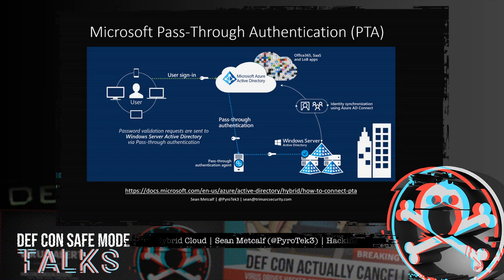Microsoft's pass-through authentication is similar. With Microsoft Pass-Through Authentication, or PTA, it provides users the ability to authenticate to Azure Active Directory, which is passed through to the on-prem AD and validated in Azure AD by getting the status back from the PTA agent in the on-prem environment. PTA is enabled via Azure AD Connect. The users use the same passwords assigned into both on-prem and cloud-based applications.